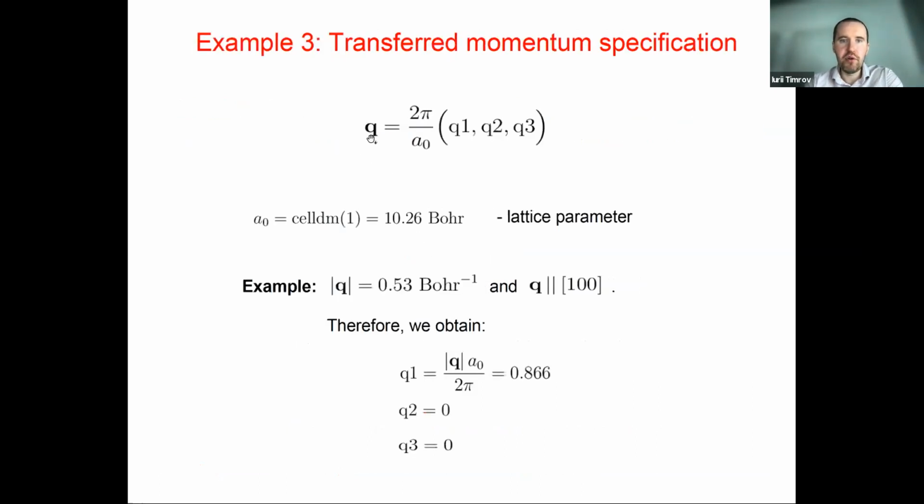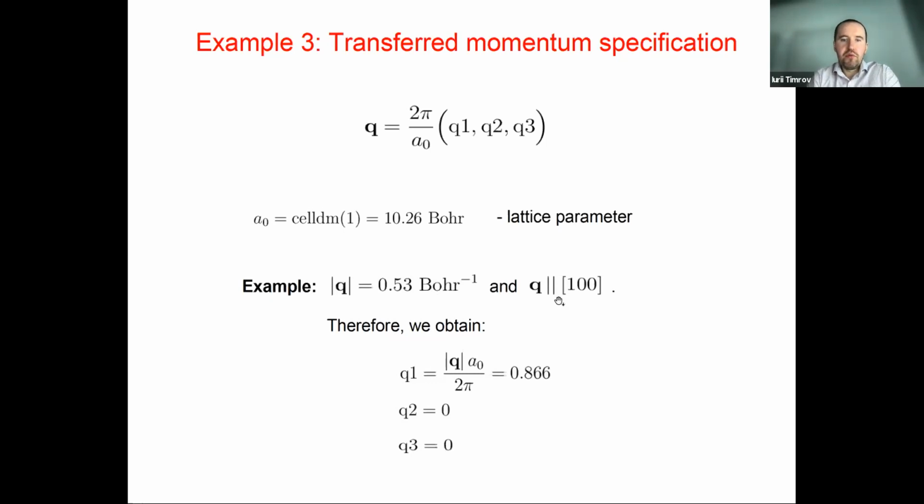So the Q vector, bold Q, has three components, Q1, Q2, Q3, and it's in units of 2 pi divided by A0, where A0 is the lattice parameter. In the case of silicon, this is controlled by celldm(1), which is 10.26 Bohr. For example, let's say we find some paper in the literature where some people computed the electron energy loss spectrum for silicon. They show the spectrum and they write that the modulus of Q is 0.53 Bohr to the power minus one, and that Q is along the 100 direction in the Brillouin zone.